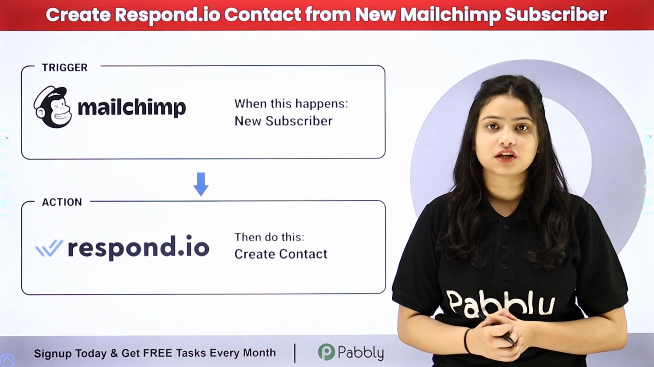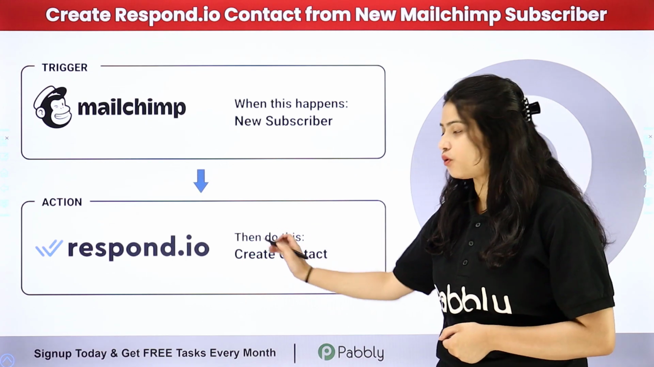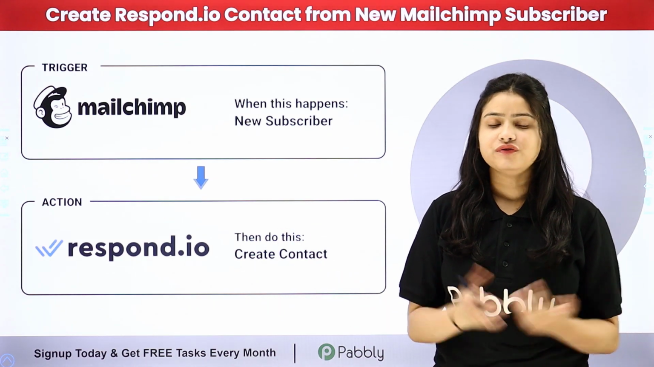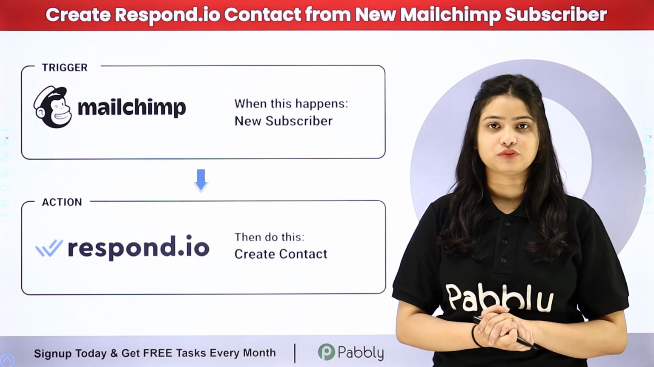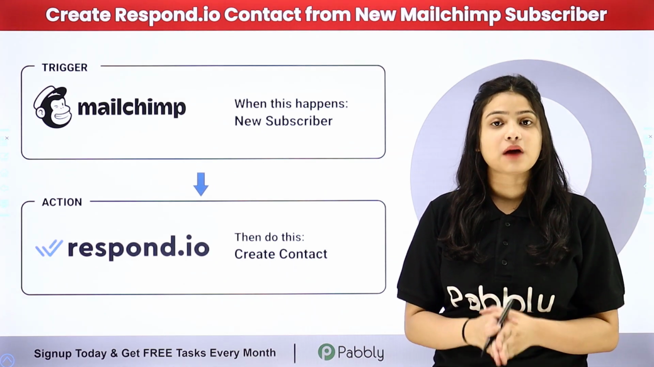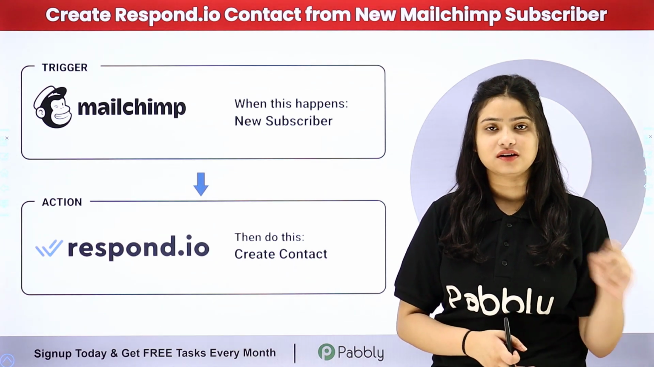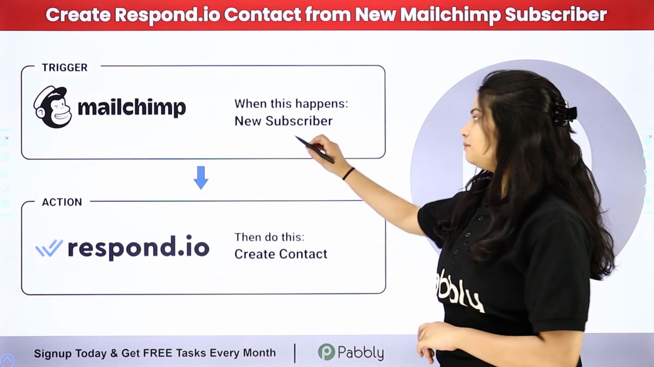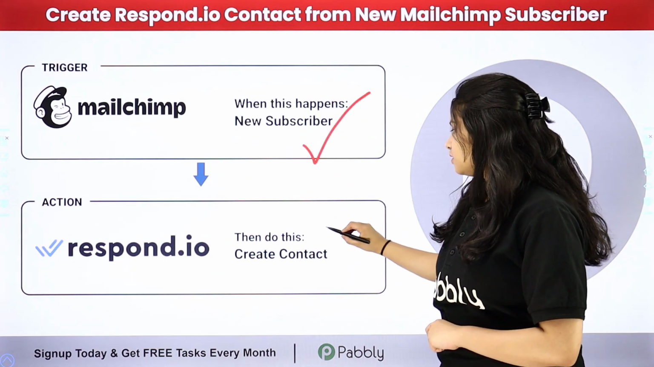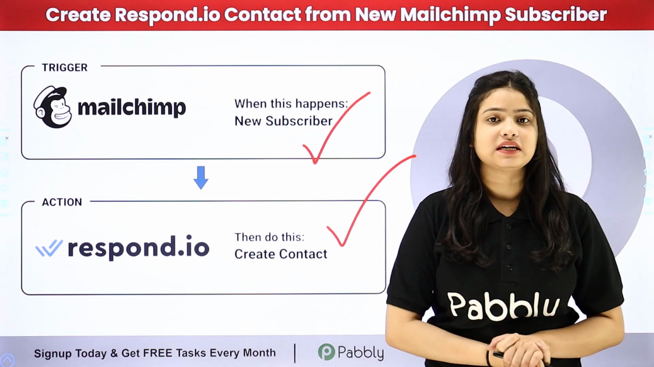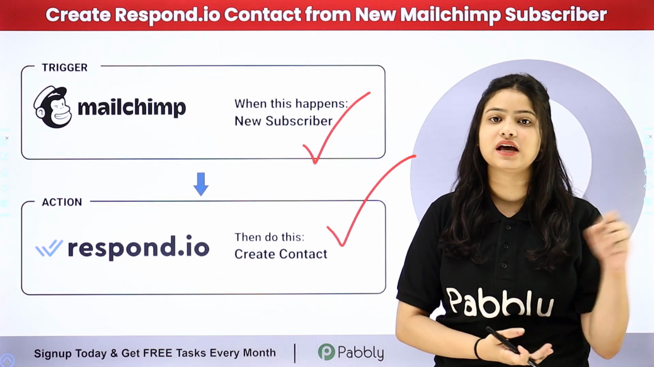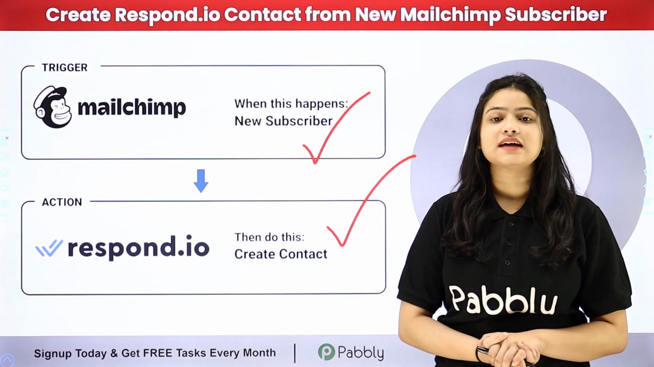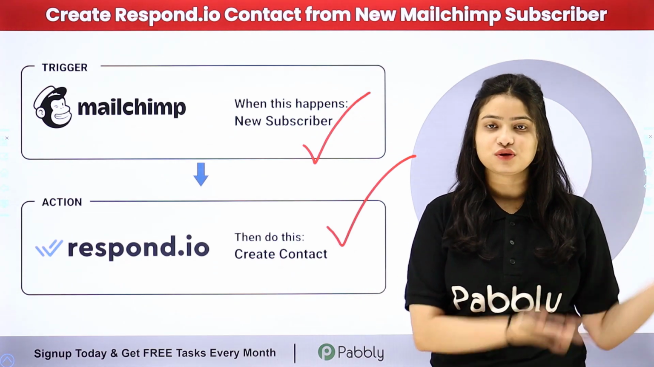For this, we will have to set up a connection between Mailchimp and respond.io, and that we are going to do without any coding or programming skills with the help of Pabbly Connect, which is an amazing automation and integration software. So Pabbly Connect works on two principles, trigger and action. In the trigger, we are going to take Mailchimp, and in the action, we are going to take respond.io. And we will simply set up a connection between these two applications to automate this entire process with the help of Pabbly Connect. And to learn this entire automation step by step, let me take you all to my screen.